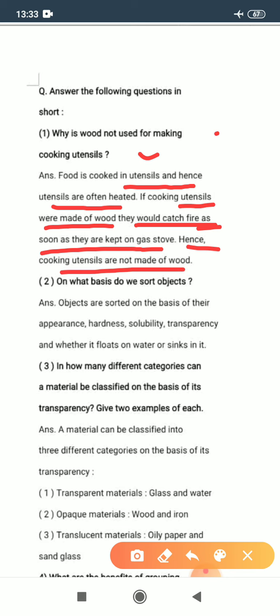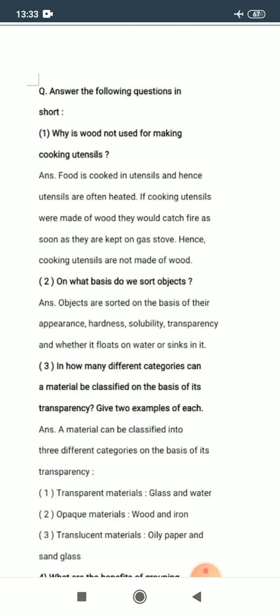So in this question our point number 1 is food is cooked in utensils and utensils are often heated. So everyone knows that wood catches the fire soon if we keep it on gas stove. Hence we never use wood in cooking utensils.